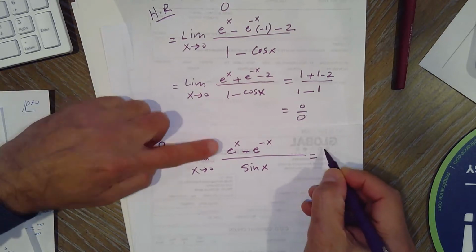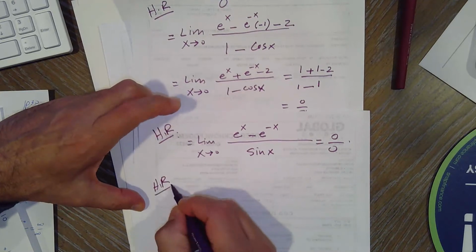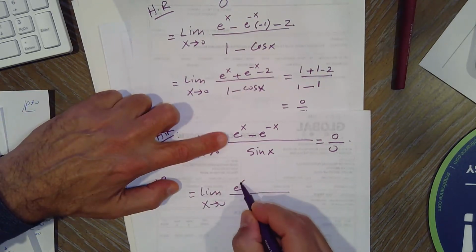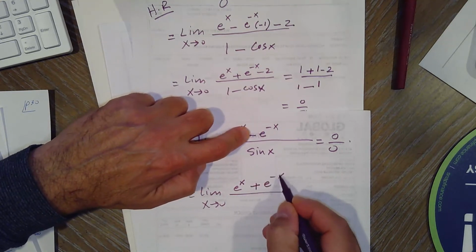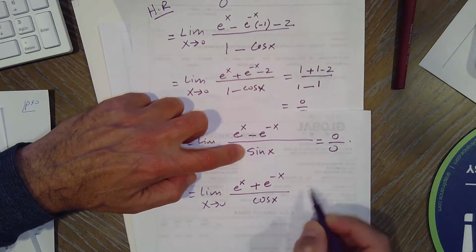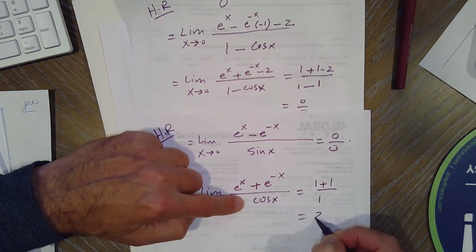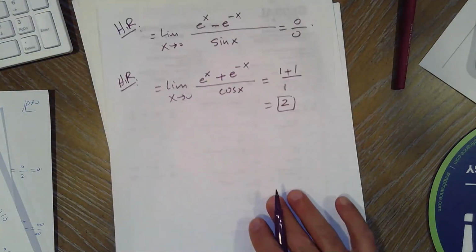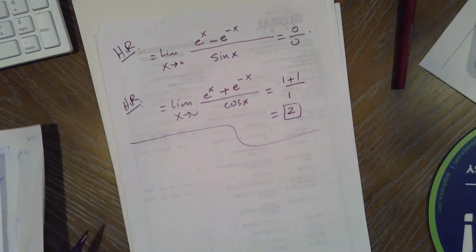So we get 1 minus 1 is 0 over 0. Again, L'Hopital's rule, third time. Limit as x goes to 0, derivative of e to the x is e to the x. That's e to the negative x times negative, that makes it a positive. Derivative of sine is cosine. If we put a 0 in there, 1 plus 1 over 1, which is 2. So sometimes it's a few steps before you can get the answer. So don't give up and be patient.